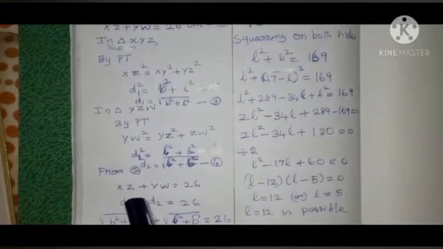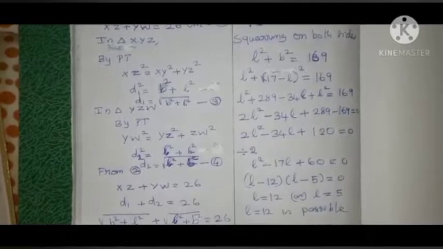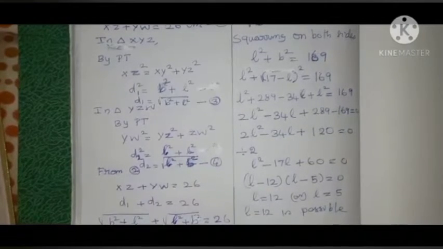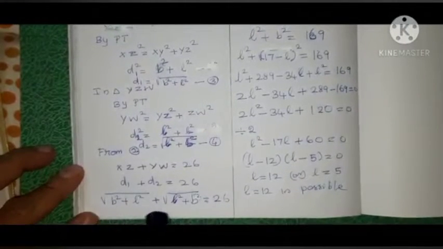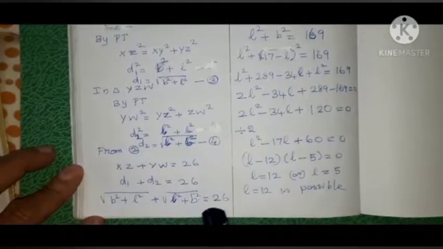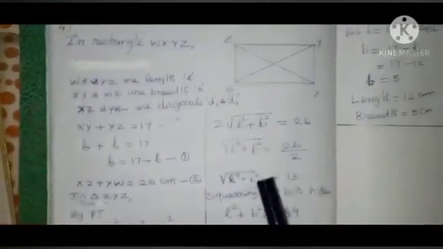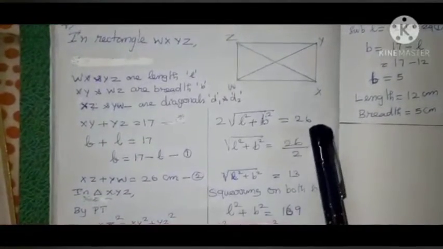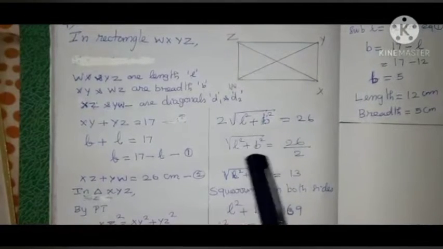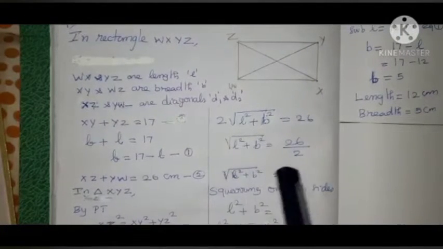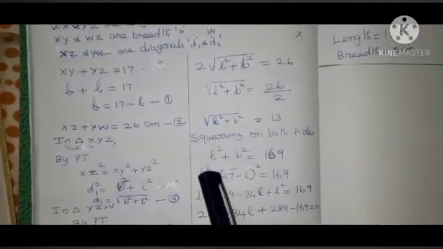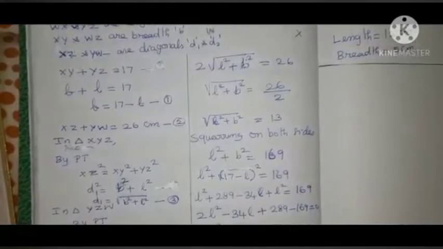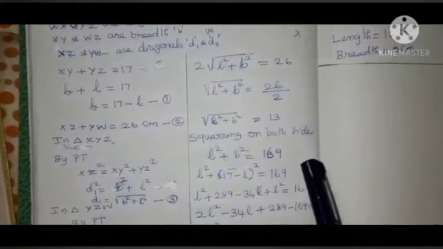From 2, XZ plus YW is equal to 26. XZ is T1, YW is T2, T1 plus T2 is equal to 26. T1 is root of B square plus L square, plus T2 is root of L square plus B square, is equal to 26. Both are same. Adding this, we get 2 times root of L square plus B square is equal to 26. Then root of L square plus B square is equal to 26 by 2, that is 13. Squaring on both sides, removing square root, L square plus B square is equal to 13 square, 169.